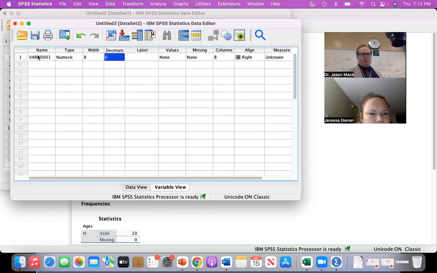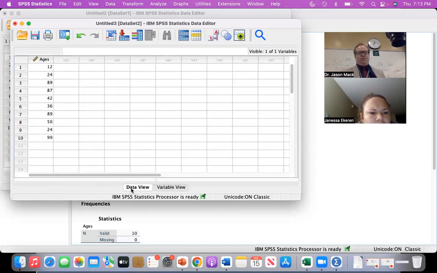So we're going to call this ages of people. Data view, now it says ages. I'm going to do variable view. I'm going to click on the name. I'm going to type ages. So now we have some numbers that don't look like garbage that we've labeled.